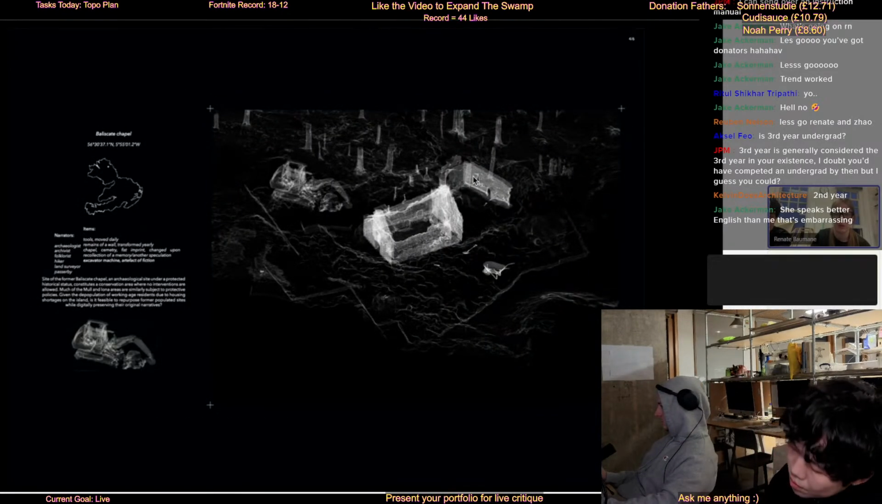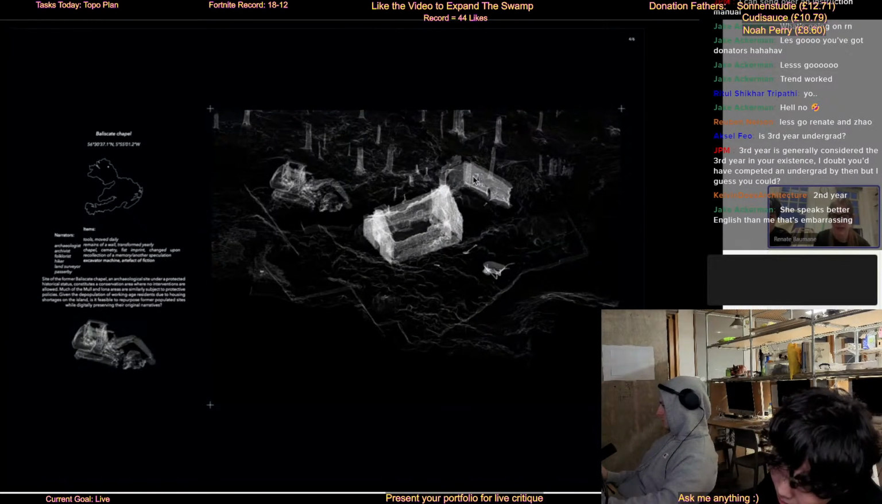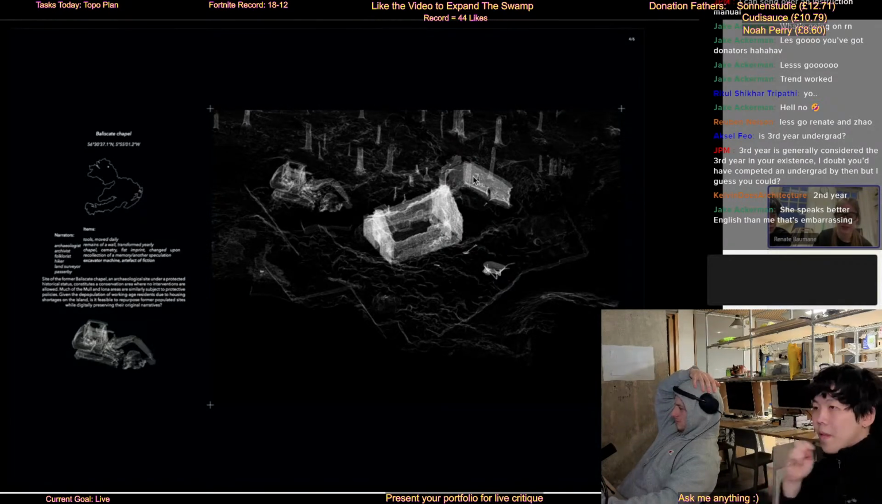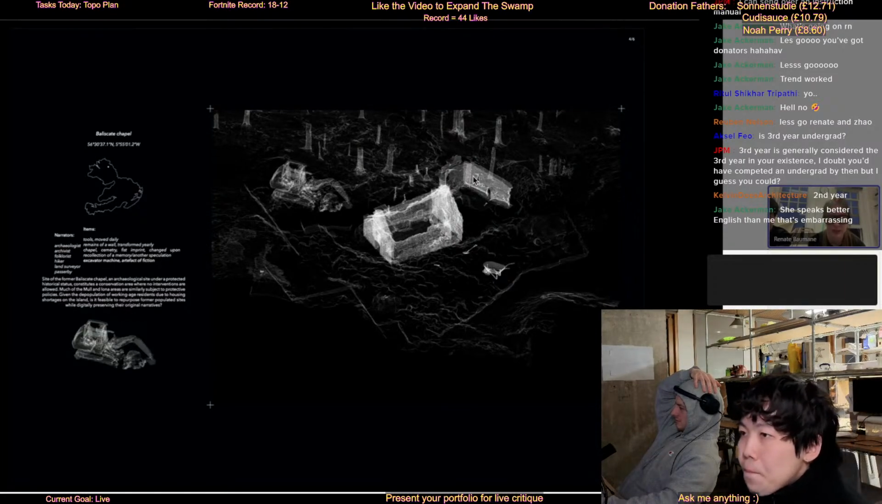And so my proposal is a continuous scan of the island that would happen at specific times throughout the year, and that would capture sites as they are physically evolving, but also evolving in terms of people's perceptions of them. So here is one of the sites. It's called the Ballasgate Chapel.